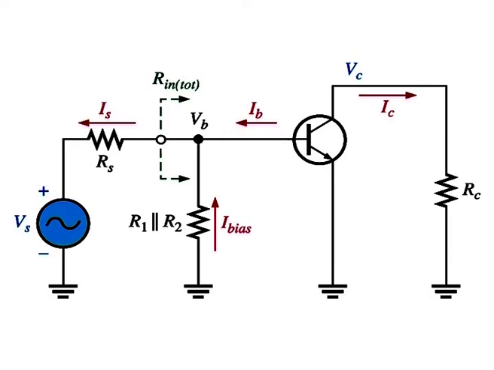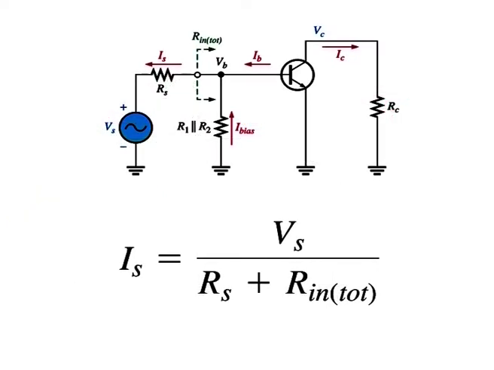The source sees a total resistance of Rs plus Rin total. The total current produced by the source is Is equal to Vs over Rs plus Rin total.